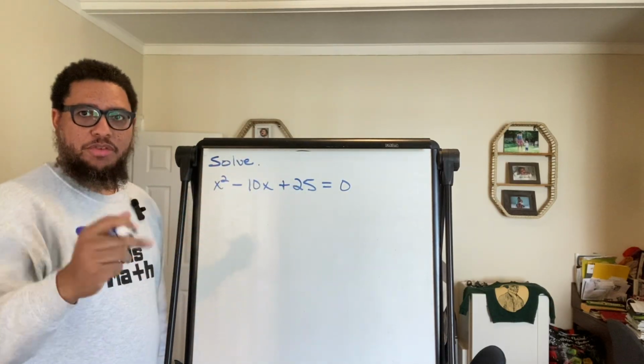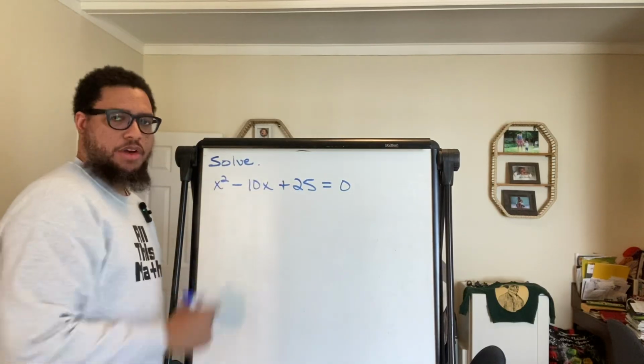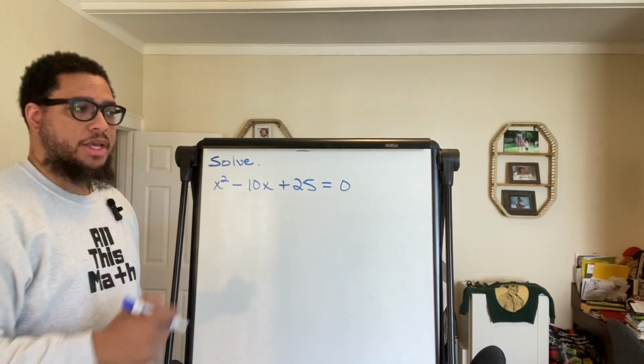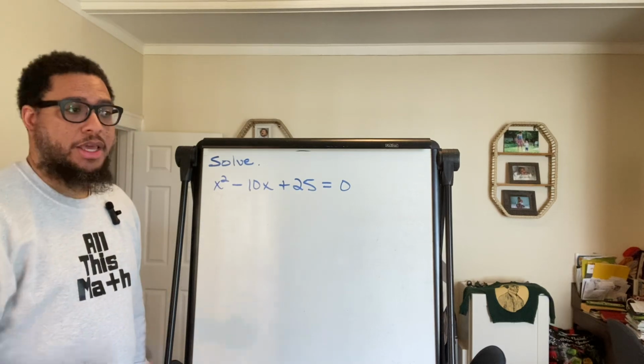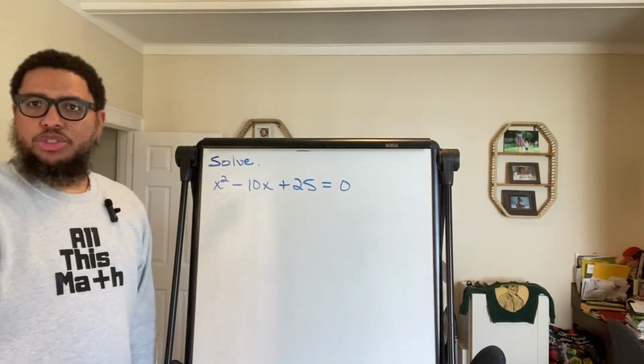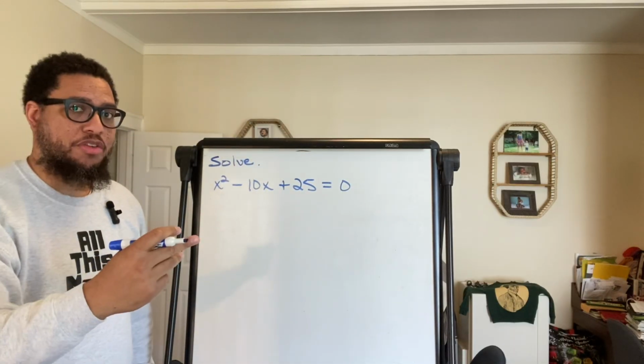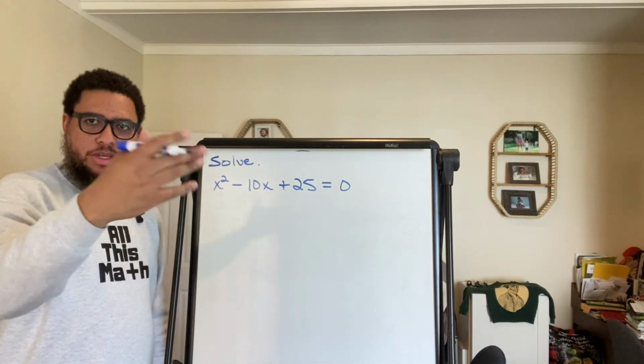25 is a perfect square because I can do 5 times 5, 5 times itself. That equals 25. That's why 25 is perfect. 9 is perfect. 100 is perfect. 81 is perfect. 49 is perfect. 64 is perfect. 121 is perfect. 625 is perfect. 1 is perfect. 4 is perfect. 16 is perfect. And the list goes on.